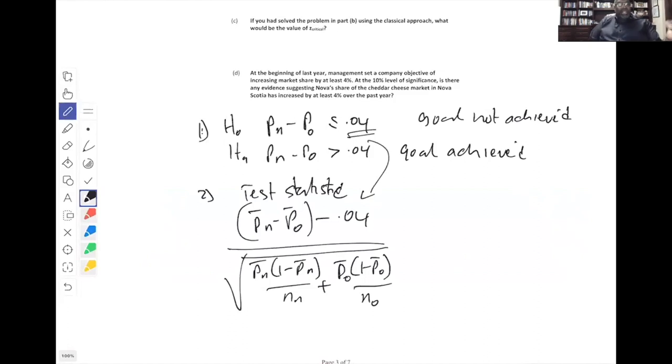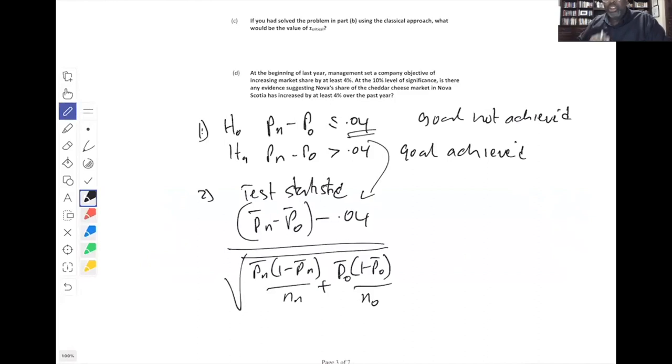As you can see, we're saying it's 0.04 or less. So what we do is we'll set the difference to 0.04. If we set the difference to the boundary, then clearly P N and P O are not the same, right? But they have a difference of 4% between them. So that's step two.